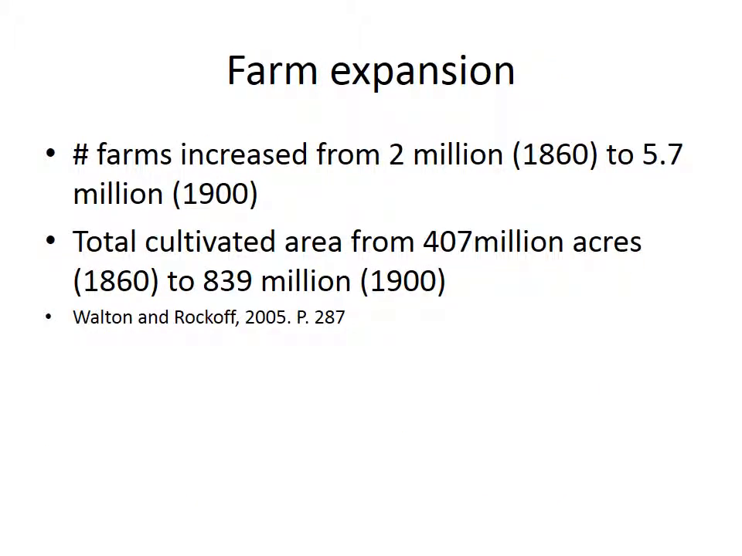We see here the results of this land expansion. This, of course, comes from Alton and Rockoff. We go from 2 million farms to 5.7 million farms, and I'm not going to do the math on that. What is it, about a 100% increase, almost a 200% increase from 1860 to 1900. Total cultivated area more than doubles during that same period of time.